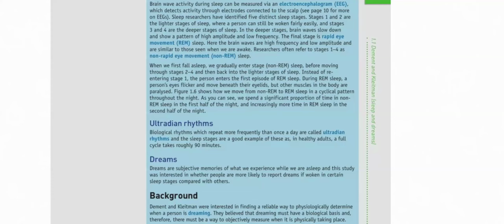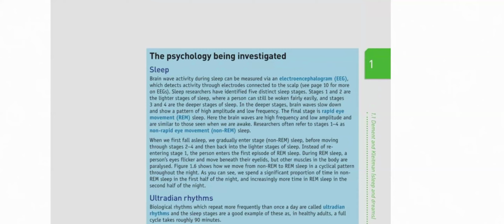Just switching my screen. Right. So they used an EEG which detects activity through electrodes connected to the scalp. Sleep researchers have identified five distinct sleep stages. Stages 1 and 2 are lighter stages of sleep where a person can still be woken fairly easily, and stages 3 and 4 are deeper stages of sleep. In the deeper stages, brain waves slow down and show a pattern of high amplitude and low frequency, right? They're saying there are essentially five different stages of sleep. Okay, 1 and 2 is light sleep.